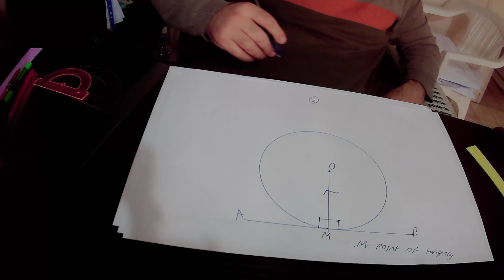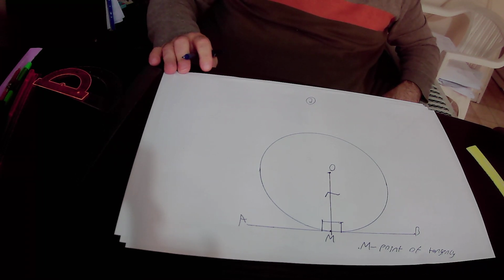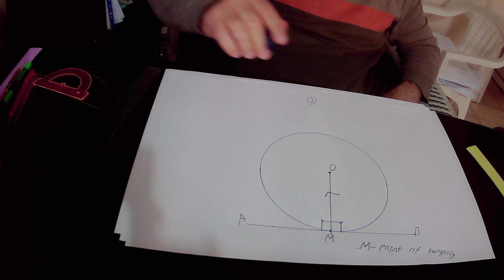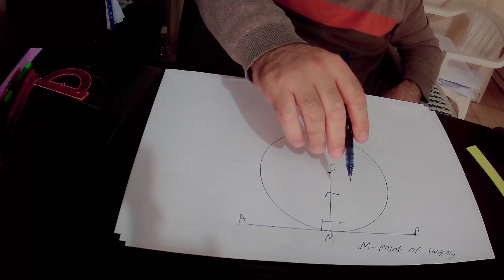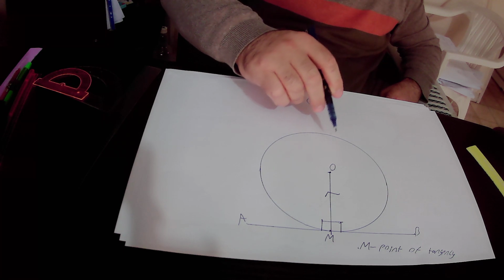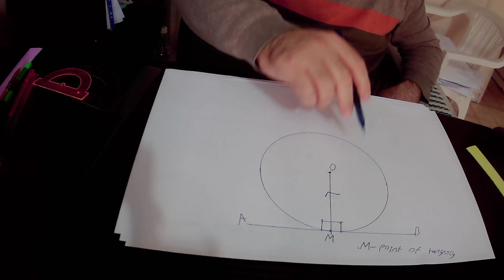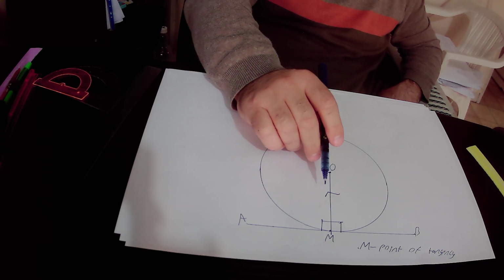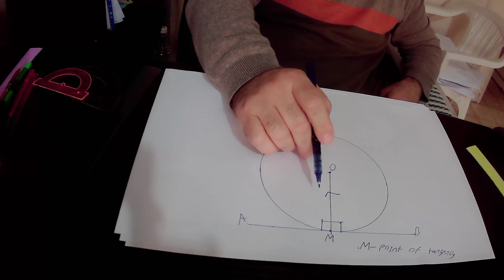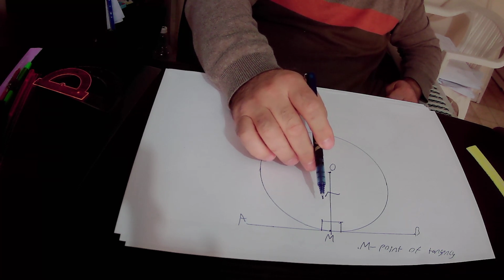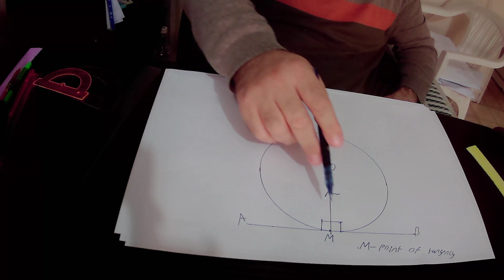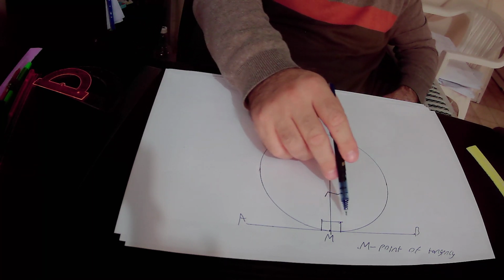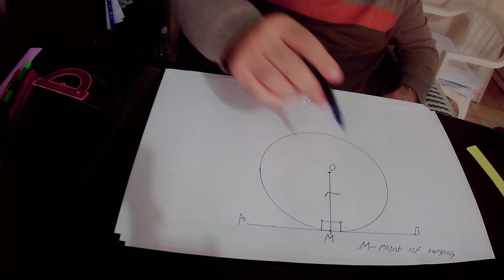So actually, whenever you have a radius, like in this drawing, that is drawn to the point of tangency, here the radius OM is drawn to point M, the point of tangency, then the tangent AB will be perpendicular to this radius. That is to say, this angle will be equal to 90 degrees, and this angle will also be equal to 90 degrees.